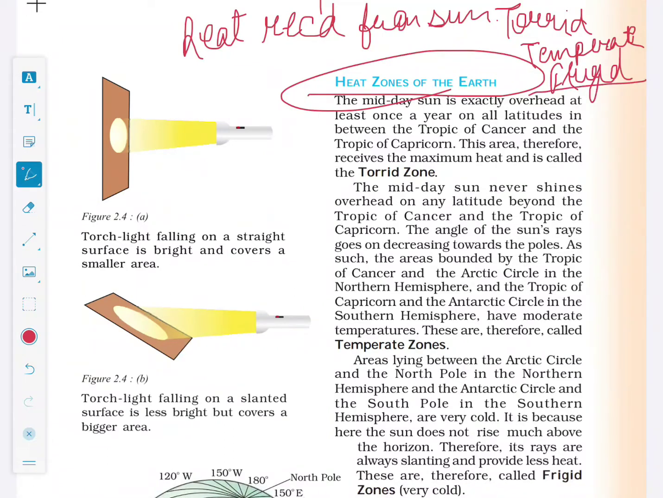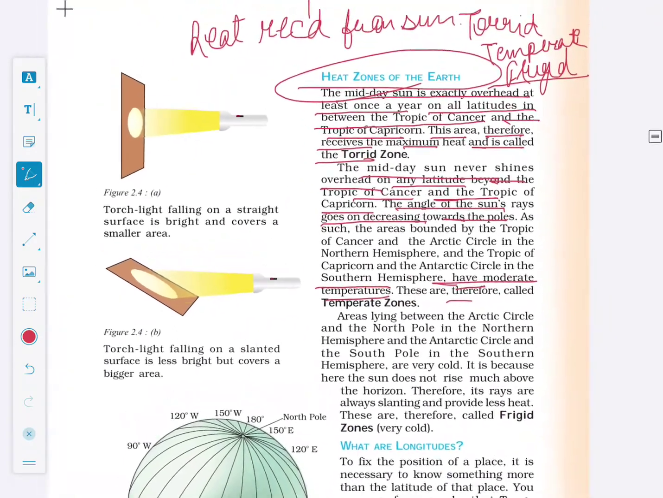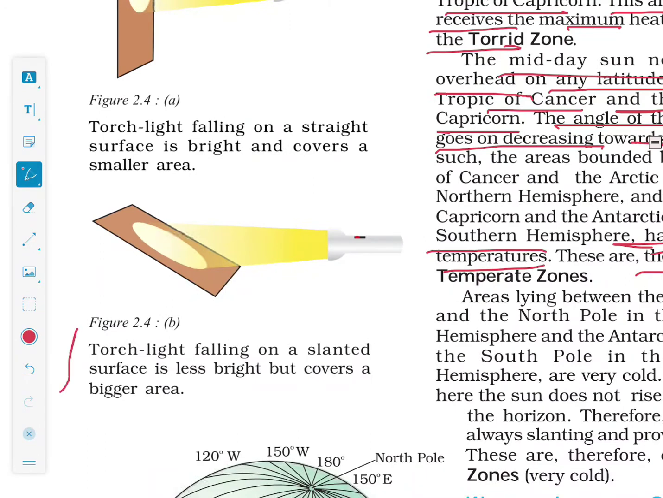Reading from the text. The midday sun is exactly overhead at least once a year on all latitudes in between the Tropic of Cancer and the Tropic of Capricorn. This area therefore receives the maximum heat and is called the torrid zone. The midday sun never shines overhead on any latitude beyond the Tropic of Cancer and the Tropic of Capricorn. The angle of the sun rays goes on decreasing towards the pole. These areas have moderate temperatures. So in short, I will tell you the meaning of torrid zone, temperate zone, and frigid zone.